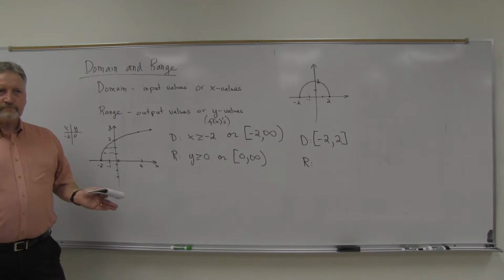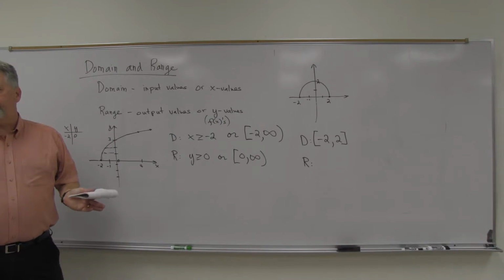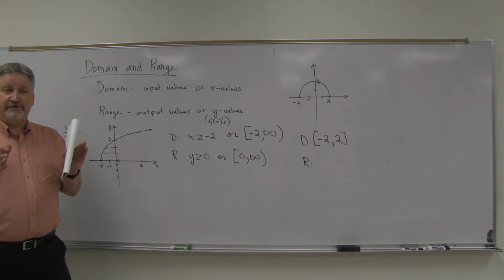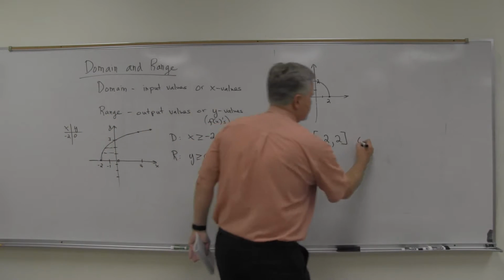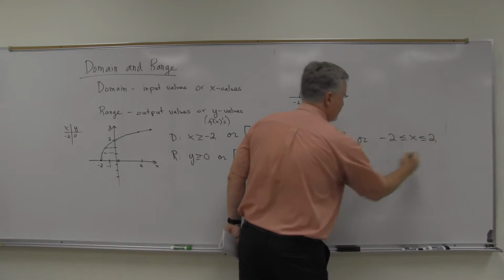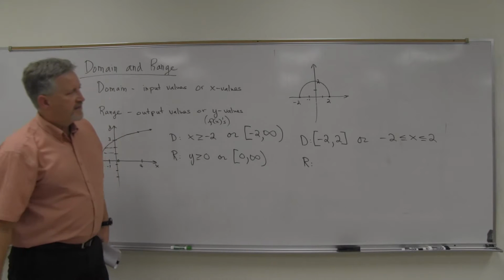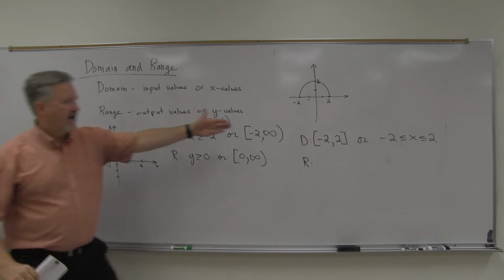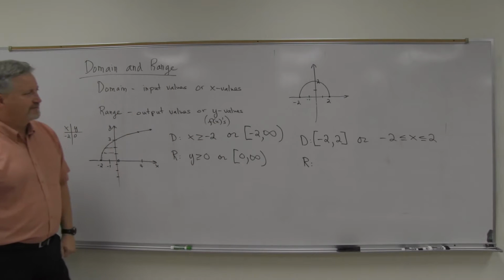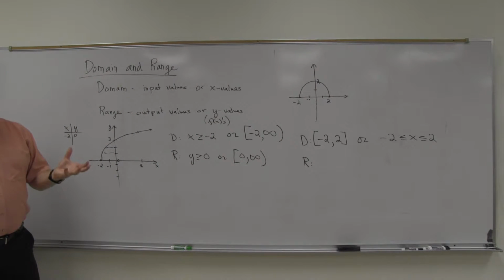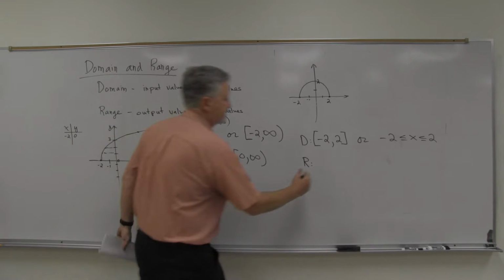And as far as inequalities there, if you want to do that, x is between -2 and 2. So you could write it this way with the compound inequality: -2 is less than or equal to x is less than or equal to 2. But like I said, I would prefer -2 to 2. Is that okay? All right, what about the range, the y values? 0 to 2. 0 to 2, yeah.